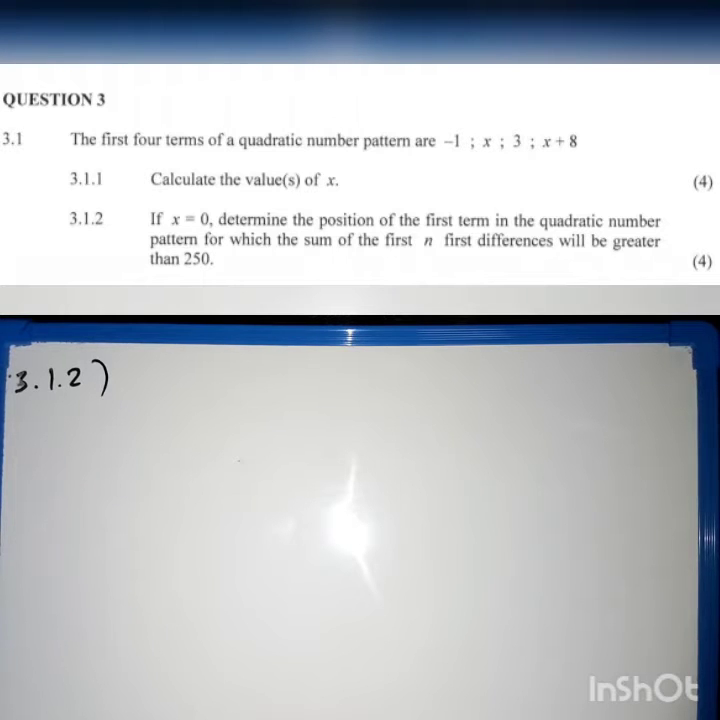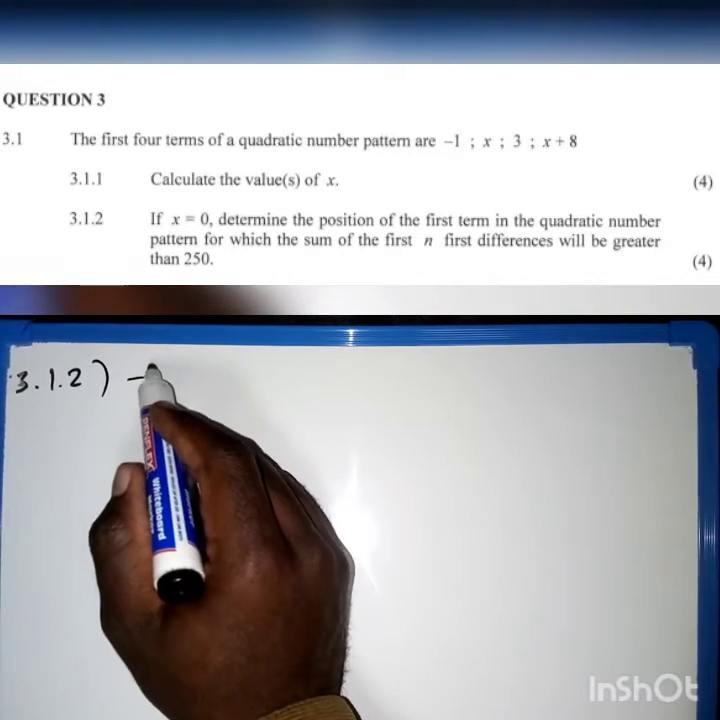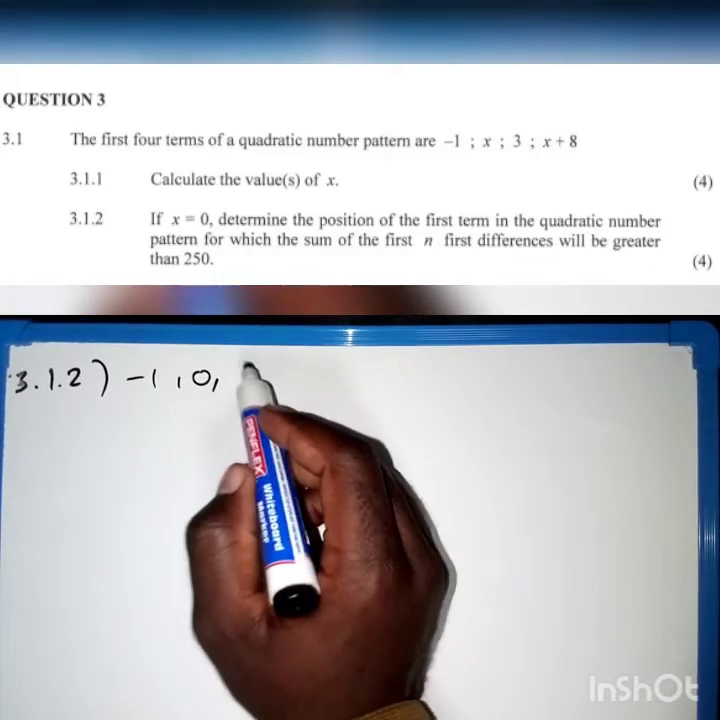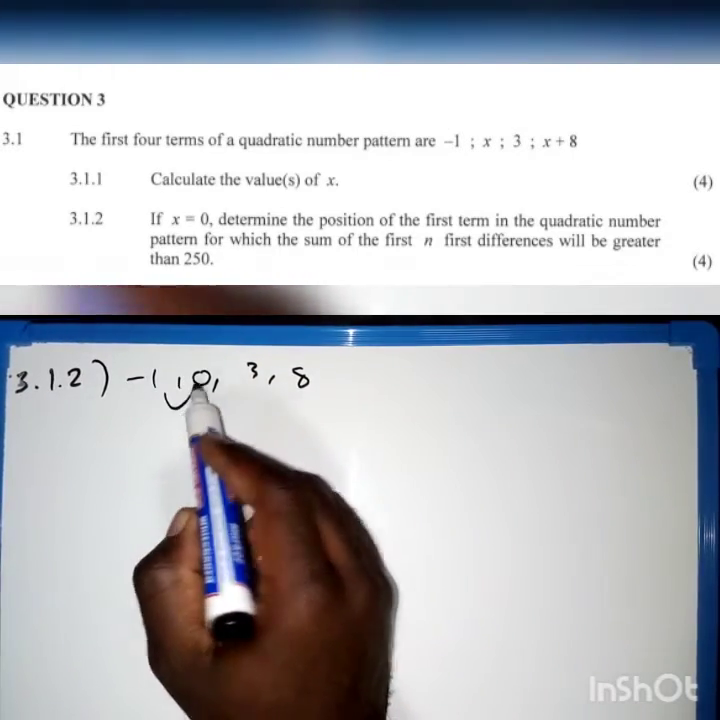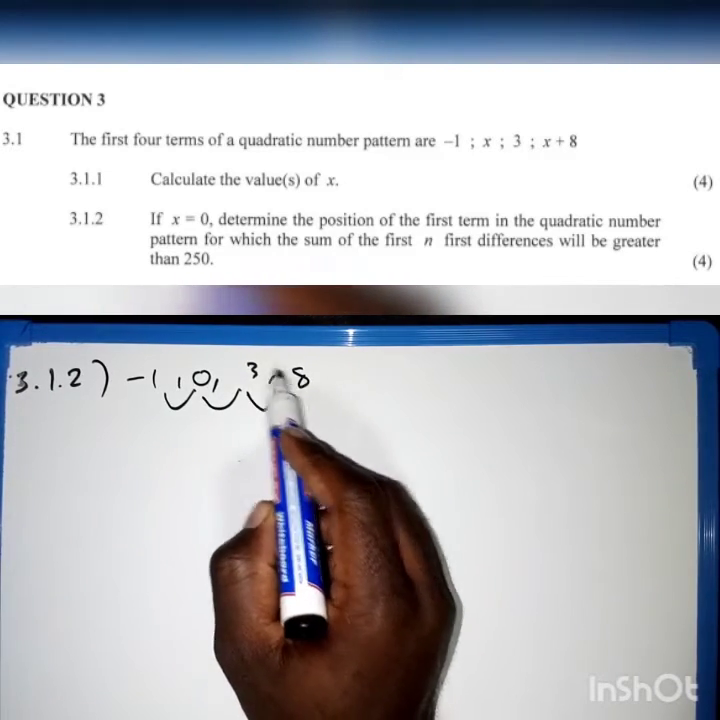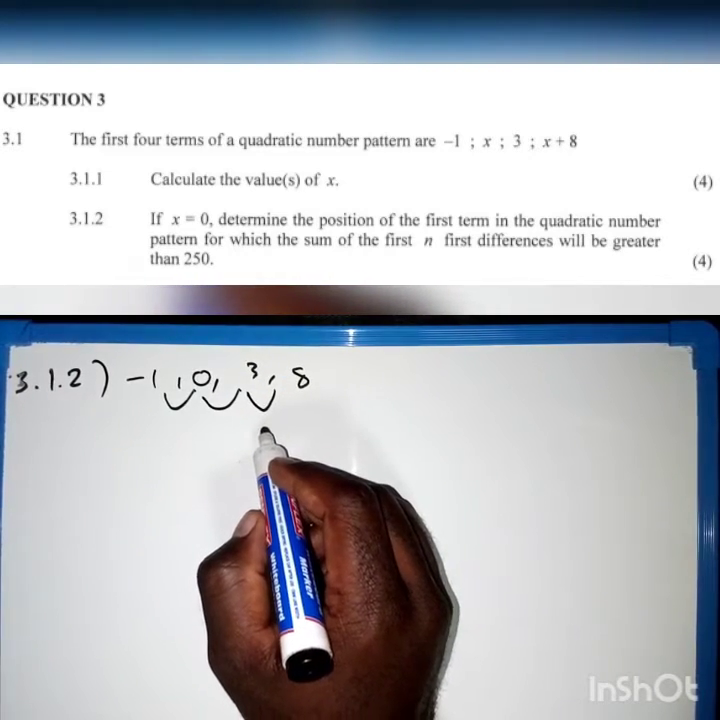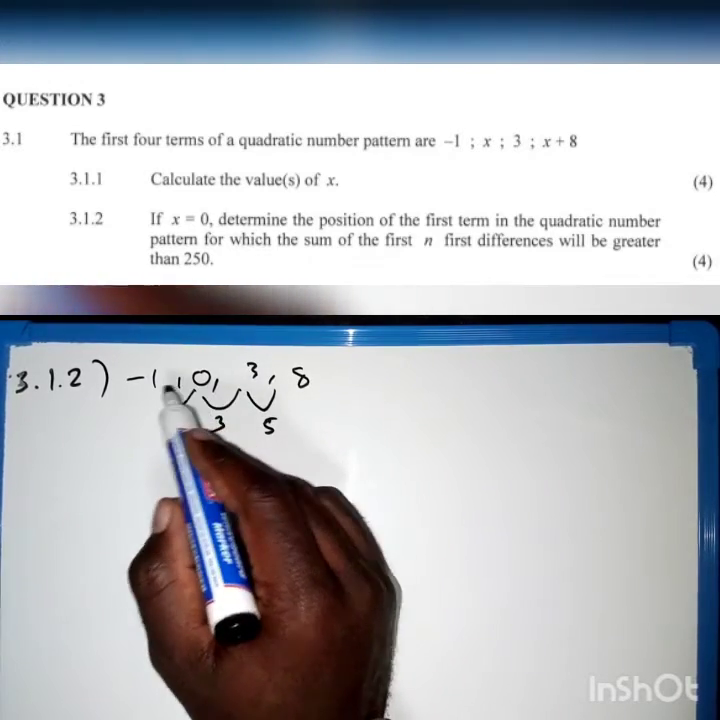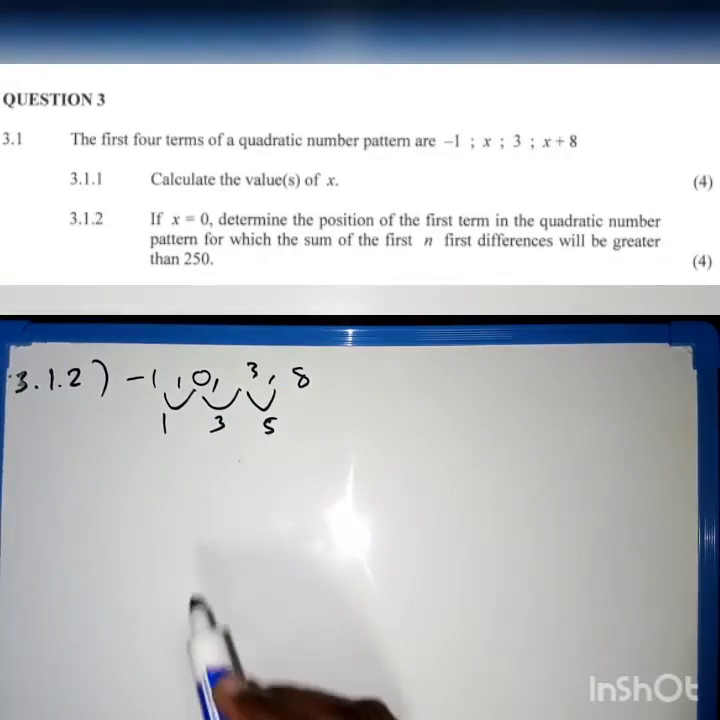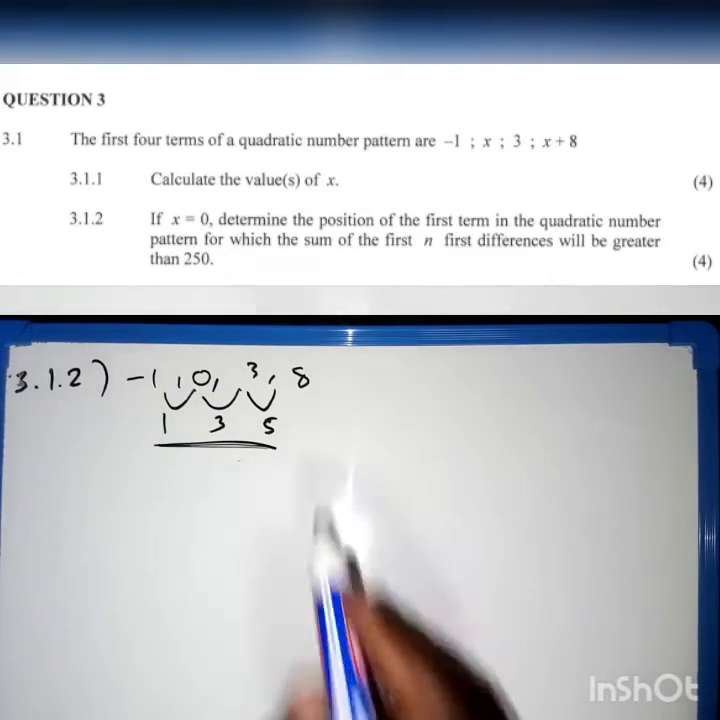So the first differences that we get, right, we had negative 1, 0, 3, and then 8. So the first differences that we get here: 8 minus 3 will be equal to 5, 3 minus 0 is 3, and then 0 minus minus 1 is 1. So these are your first differences, right?